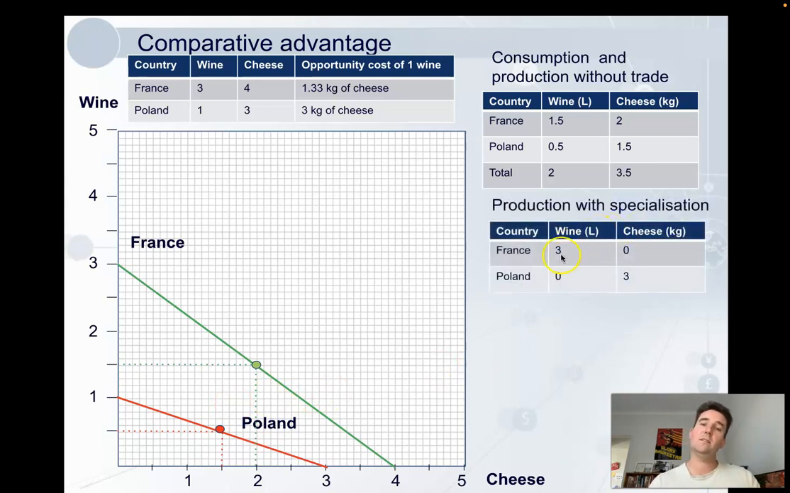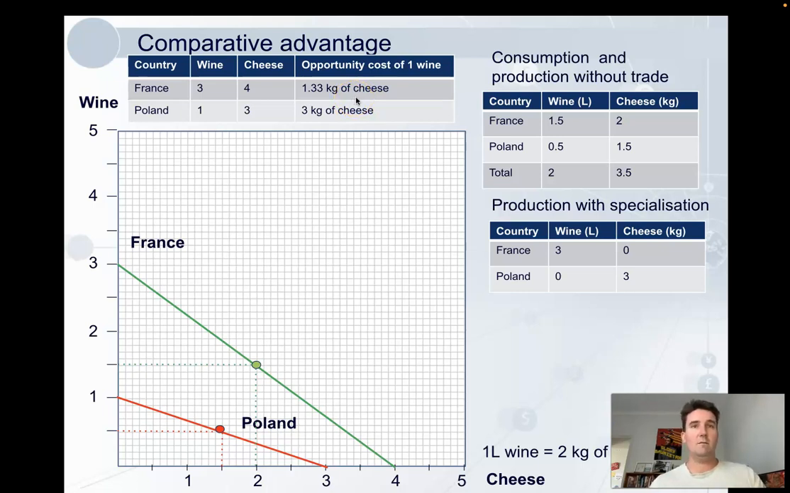Now, if they specialise, France makes all the wine, Poland makes all the cheese, if they specialise with their comparative advantage. So then we're going to show you how they're better off by trading with each other. So how much do they trade for? Again, we have to think about the opportunity cost.